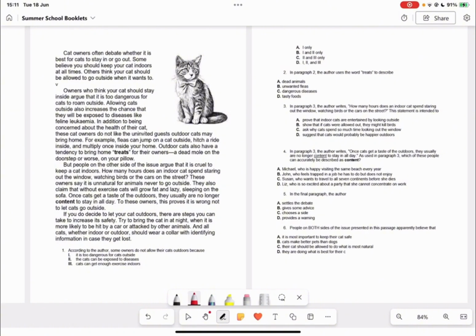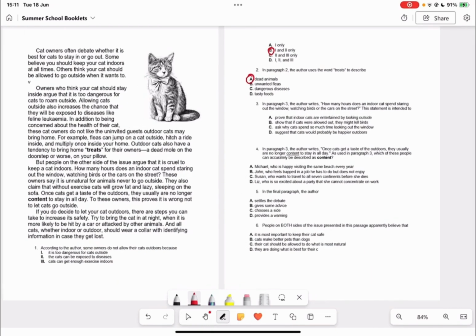Cats can get enough exercise indoors. So we can see that 1 and 2 are true, so the answer will be B. And then question 2. In the paragraph, the author uses the word treats to describe dead animals, unwanted fleas, dangerous diseases, or tasty foods. We know that it's dead animals like the dead mole.